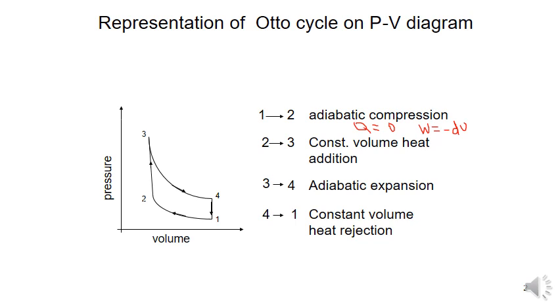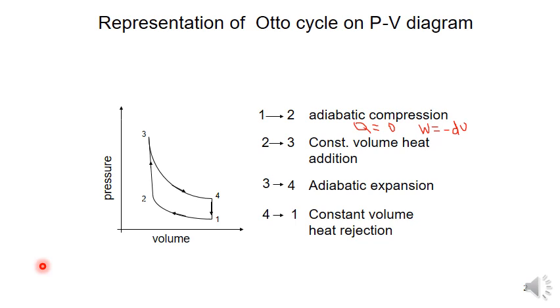Coming to the second process, that is 2 to 3. This is a constant volume heat addition. The arrow mark represents that the air reaches state 2 and then goes from state 2 to 3. Here the heat is supplied at constant volume. We are giving heat addition at constant volume. That's why the process is also called a constant volume process.